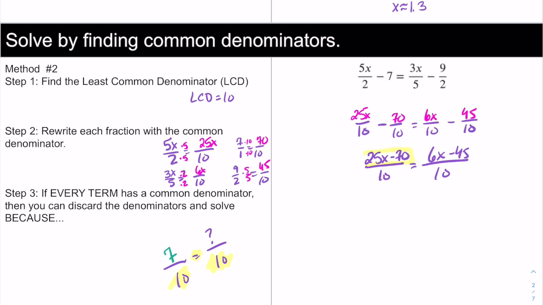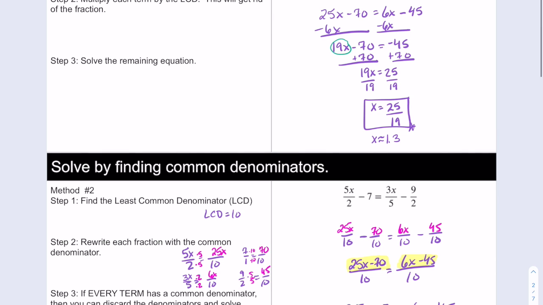We have 25x minus 70 tenths. That has to be equal to 6x minus 45 tenths. So those two numerators would have to be equal. So we know that 25x minus 70 has to be equal to 6x minus 45. And if we compare that to the method that we just did, that leads us to the same equation that we had before. So two methods to end up on the same path. We would continue solving that equation as we did to get x equals 25/19.